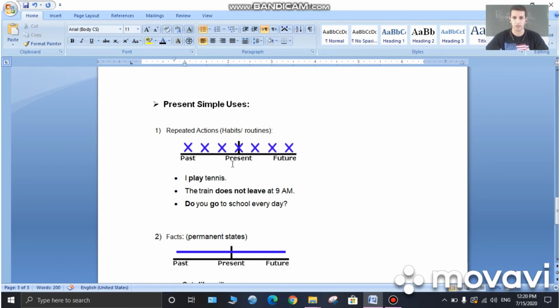Let's jump to examples, and we have three types of examples: affirmative, negative, and interrogative. I play tennis. This is affirmative, and that means I play tennis regularly, usually, or always. Maybe twice a week, once a week, or every day. The train does not leave at 9 a.m. This is negative, and we use does not because the train is an object and singular. Do you go to school every day? So this is a repeated action. We asked with do, and the verb is infinitive.